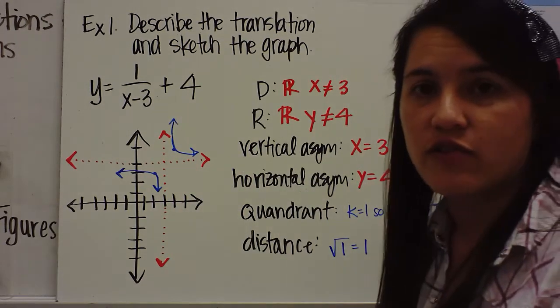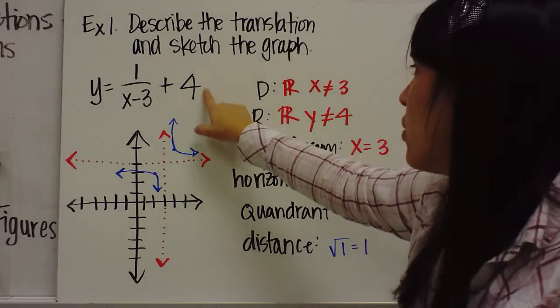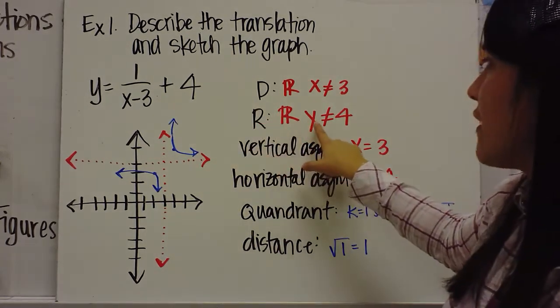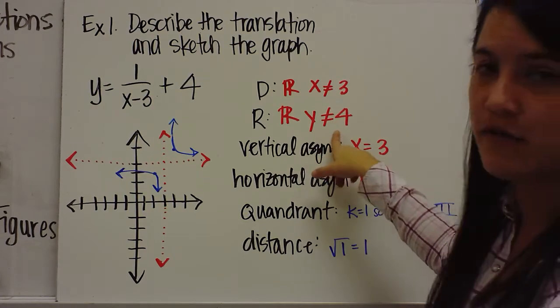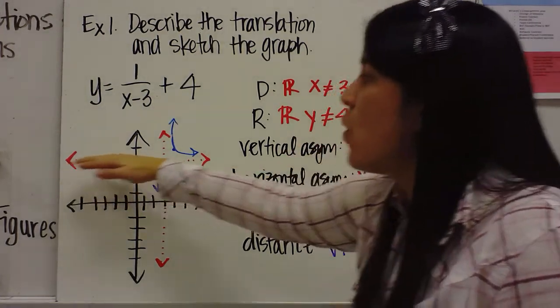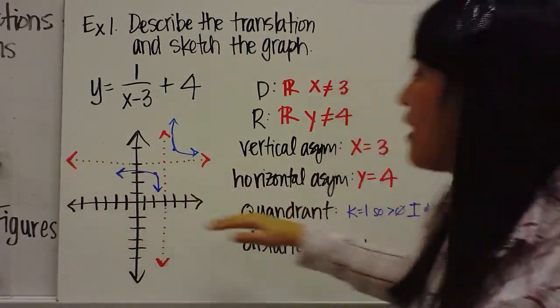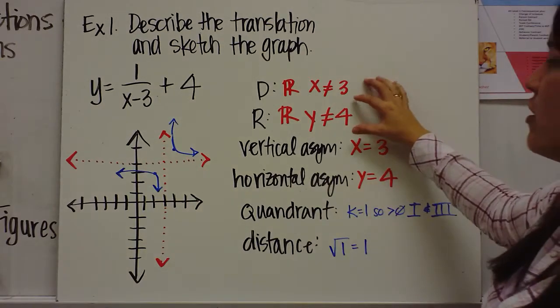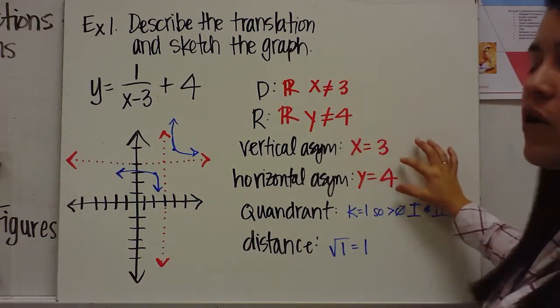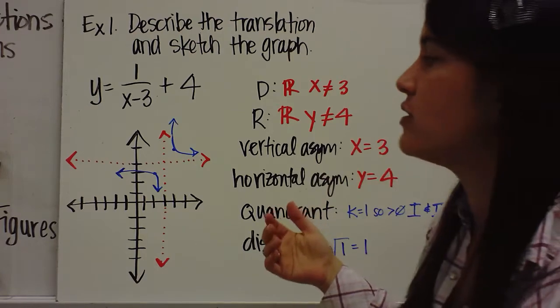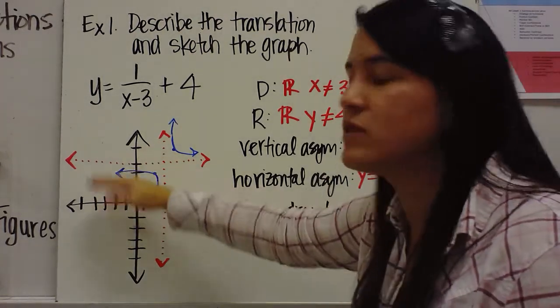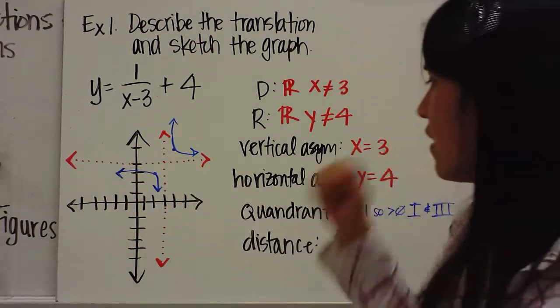The range values are all real except for 4. So notice, all real except for when y is 4. Y cannot be 4. That is where our horizontal asymptote comes into play, where y equals 4. Wherever the range is, it's going to be the horizontal asymptote. It kind of sounds backwards, but that means the y values cannot be 4.